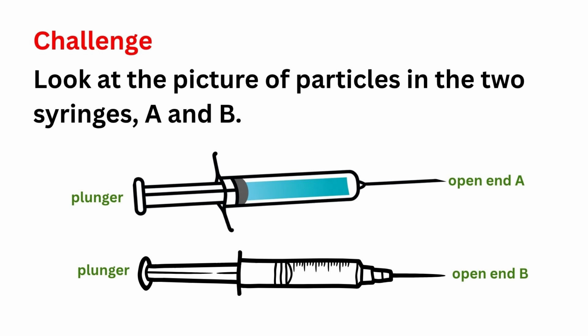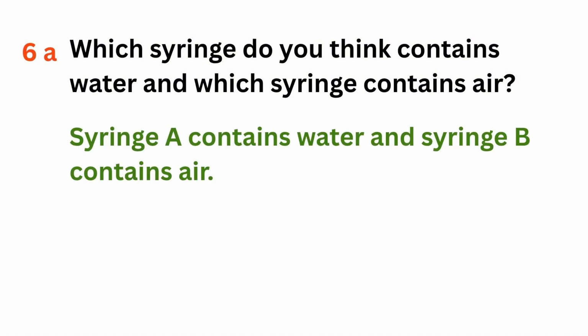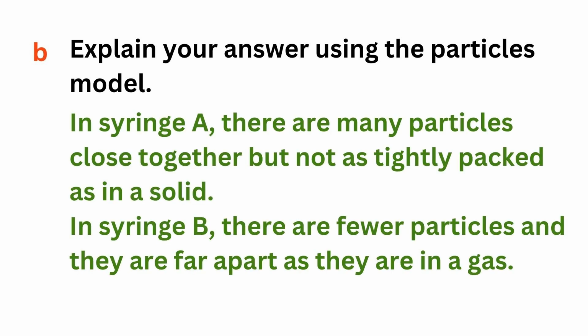Challenge. Look at the picture of particles in the two syringes, A and B. Question 6a. Which syringe do you think contains water and which syringe contains air? Syringe A contains water and syringe B contains air. Question B. Explain your answer using the particles model. In syringe A, there are many particles close together, but not as tightly packed as in a solid. In syringe B, there are fewer particles and they are far apart as they are in a gas.